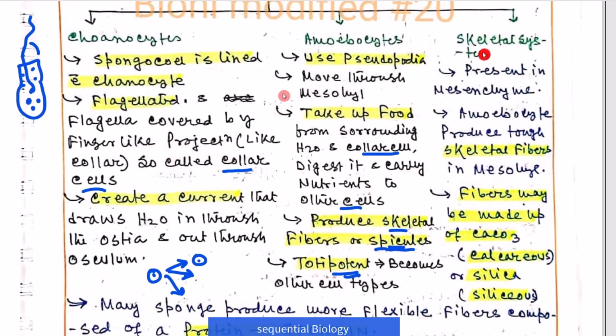Now the skeletal system. The skeletal system is present in the mesenchyme, or mesohyl, and the amoebocyte cell produces the tough skeletal fibers in the mesohyl. So their skeletal system is made up of tough skeletal fibers. What are the components of these fibers? The fibers may be made up of calcium carbonate, calcareous, or silica, siliceous. The fibers synthesized by the amoebocytic cell are of two types: when the fiber is made up of calcium carbonate, it is called a calcareous spicule, and when it is made up of silica, it is called a siliceous spicule.